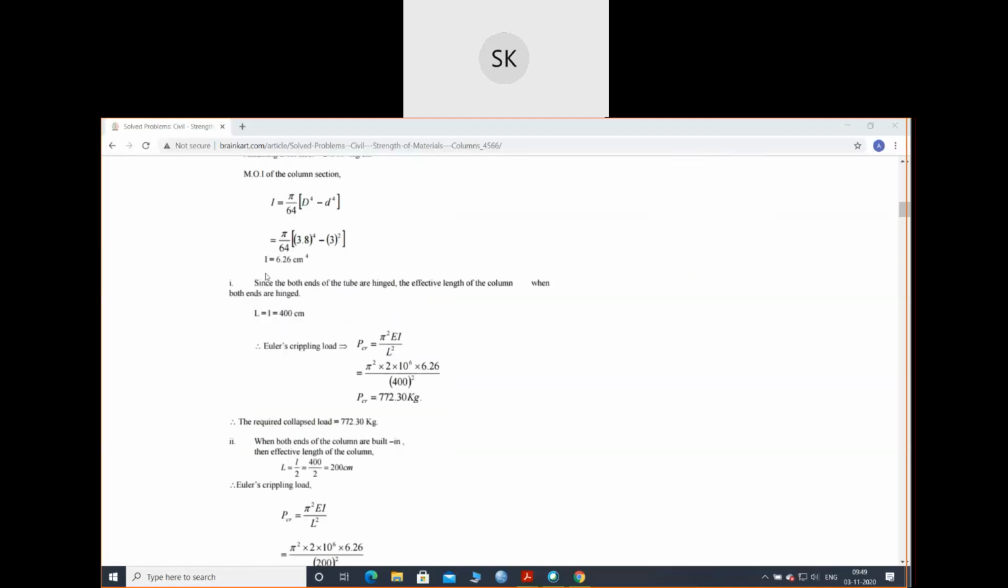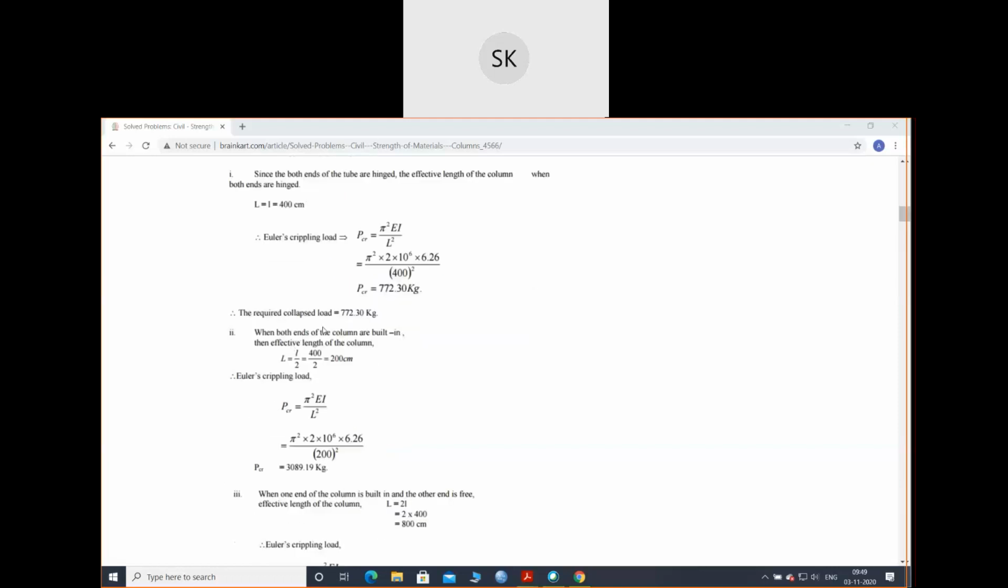Now the condition is both ends of the tube are hinged. For the hinge, we know the effective length is L. Using this, they have placed the value, and this is the required collapsible load. When both ends of the column are built in, that means fixed, your effective length is L by 2.